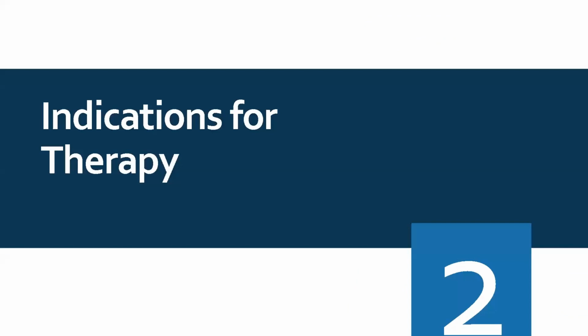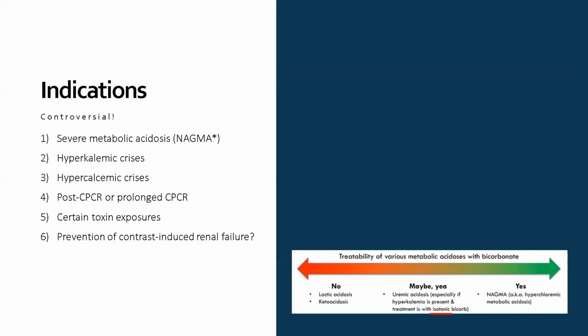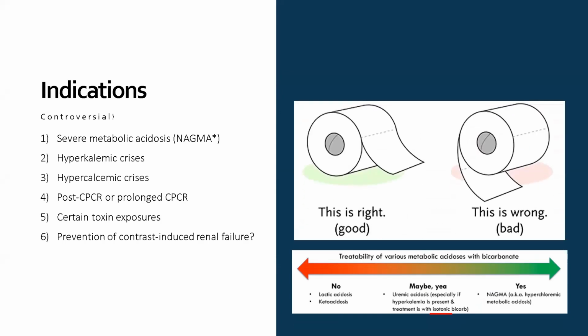So, indications for therapy. There's a few. Severe metabolic acidosis, also called NAGMA or normal anion gap metabolic acidosis. Hyperkalemic or hypercalcemic crises, post-CPCR or prolonged CPCR, certain toxin exposures, and then prevention of contrast-induced renal failure, which is more so in people. So it's controversial, again, everyone has their own feelings about which way the toilet paper is supposed to go, and there isn't necessarily a right or a wrong.